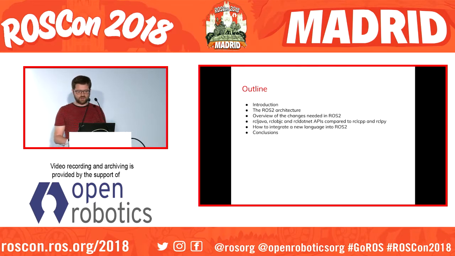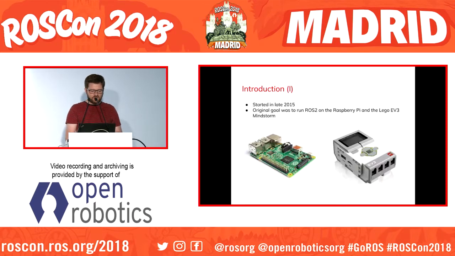So here's a brief outline of what we're going to see. First, why I started this project, how the ROS2 architecture helped. We're going to have a look at the APIs and also some guidelines for adding a new language to ROS2, and some conclusions.